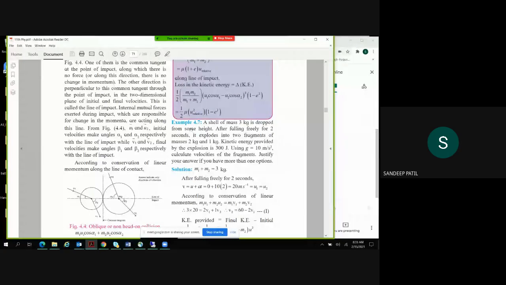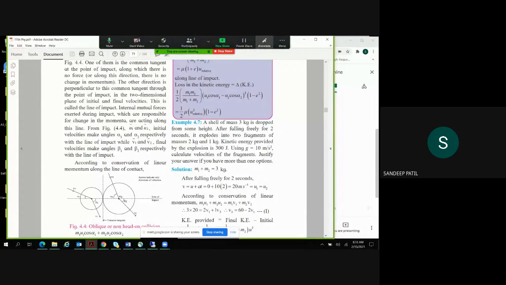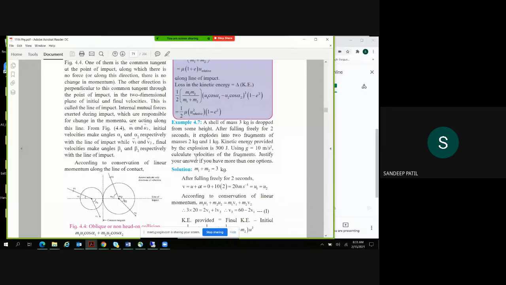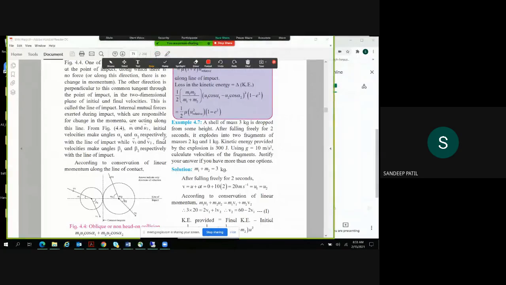In this example, we are just trying to derive the formulas, and we will use these derived formulas for calculating the velocities or masses or kinetic energy, whatever they have asked in the problem, right? So let's see what they have asked in this problem. A shell of mass 3 kg is dropped from some height. After falling freely for 2 seconds, it explodes into two fragments of masses.